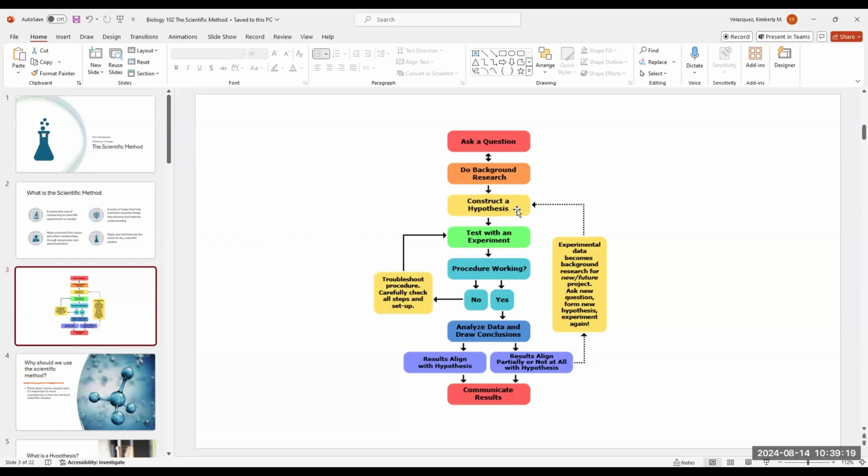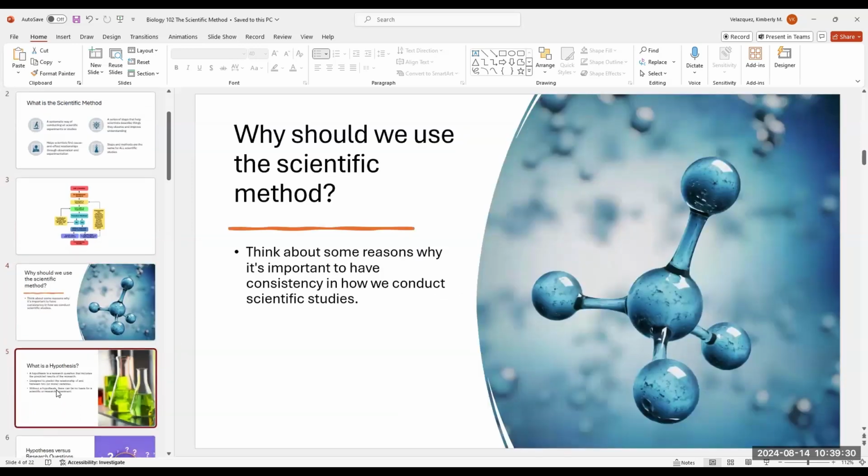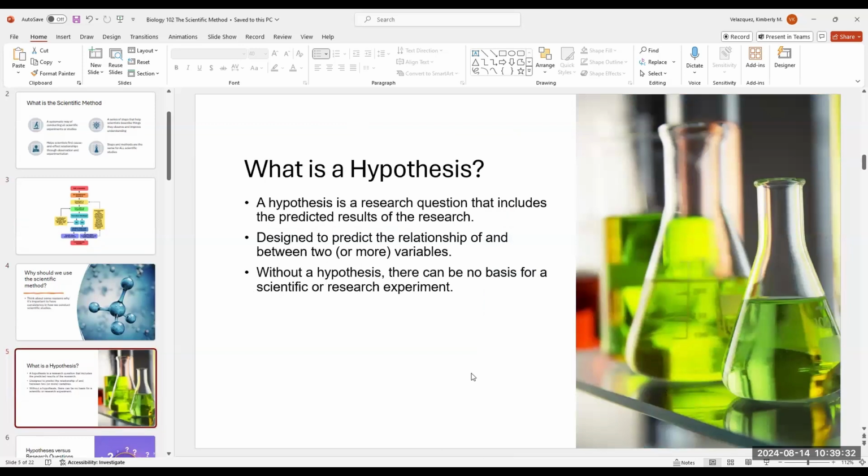That hypothesis is extremely important because we're going to design an experiment and collect data based on that hypothesis. So, what is a hypothesis? A hypothesis is a research question that includes the predicted results. So it's not just an open-ended question for debate, it's already predicting the relationship between two or more variables, and it really is going to be the basis for our experimental design.